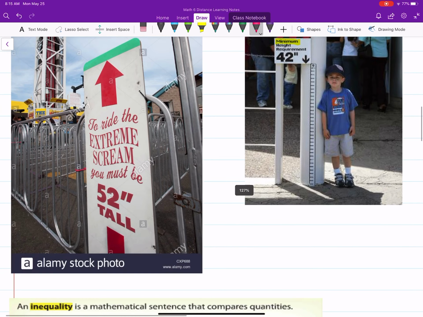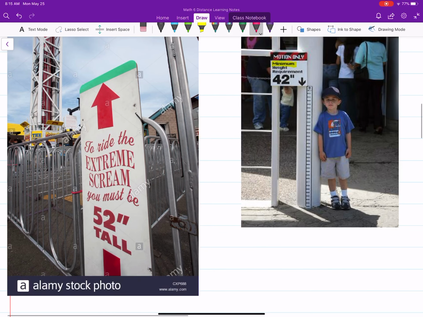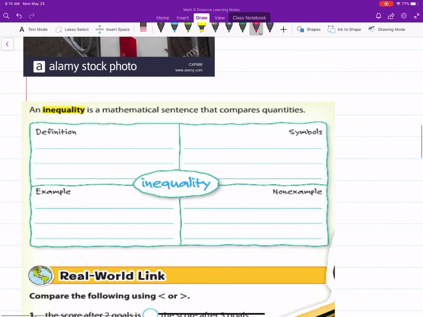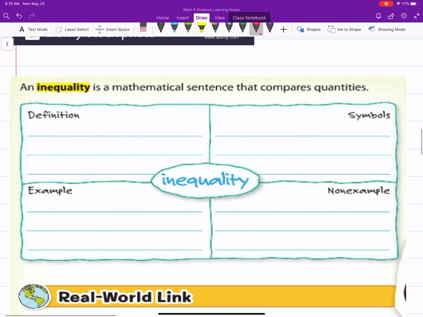The same with these heights. There's a minimum to ride these roller coasters. You could be exactly those heights, but you could also be taller, or greater than. So you're going to be using that greater than or equal sign. So let's talk about what an inequality is.